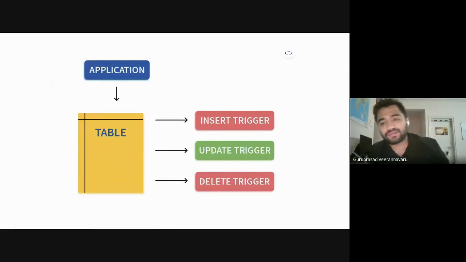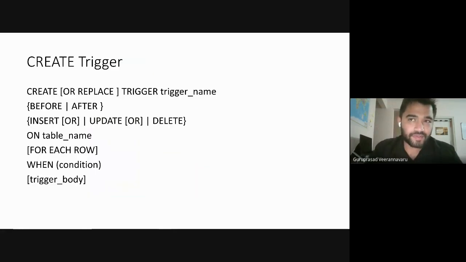So the names of these triggers are before insert trigger, after insert trigger, before update trigger, after update trigger, before delete trigger, after delete trigger. Very simple. Let's go next. Let us take a look at a few examples. The syntax is again very simple. It starts with create, or replace if you're replacing. Then trigger, and the name of the trigger.